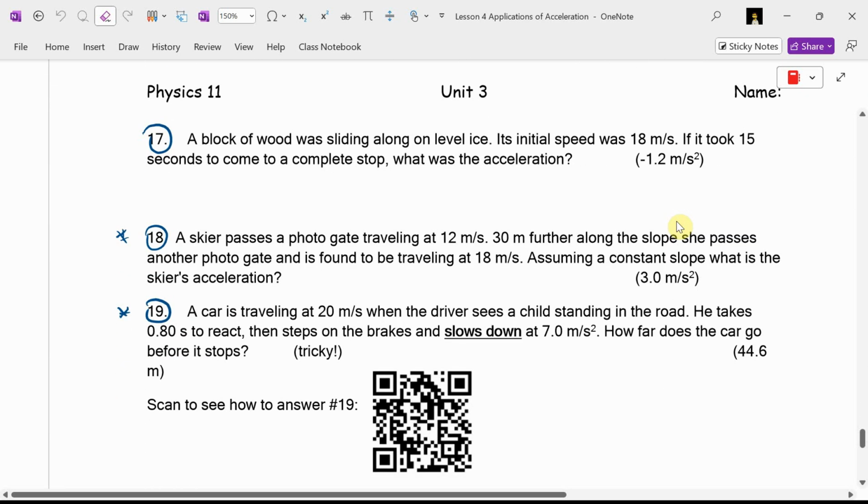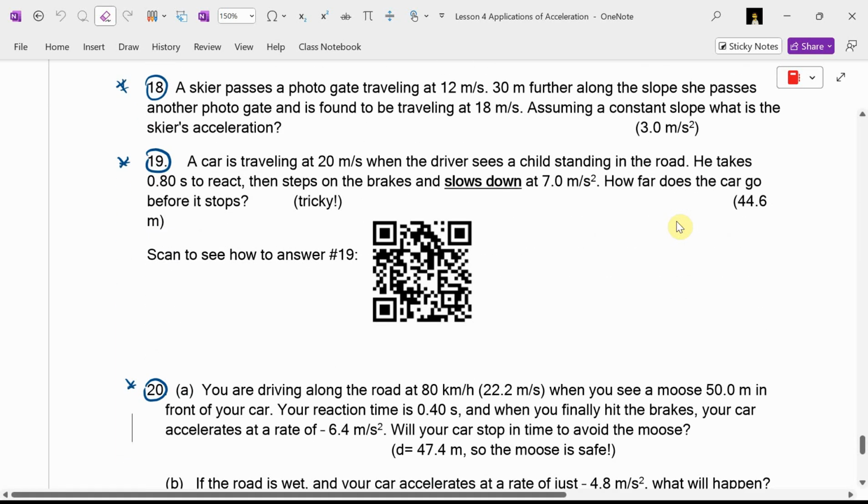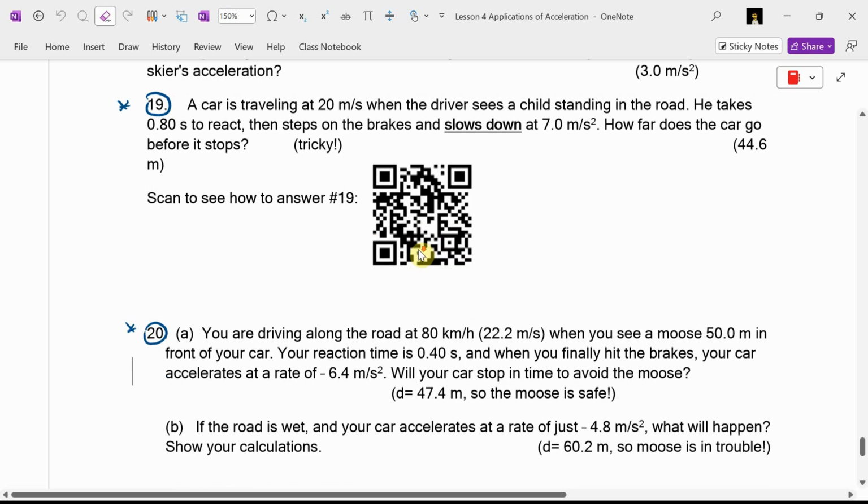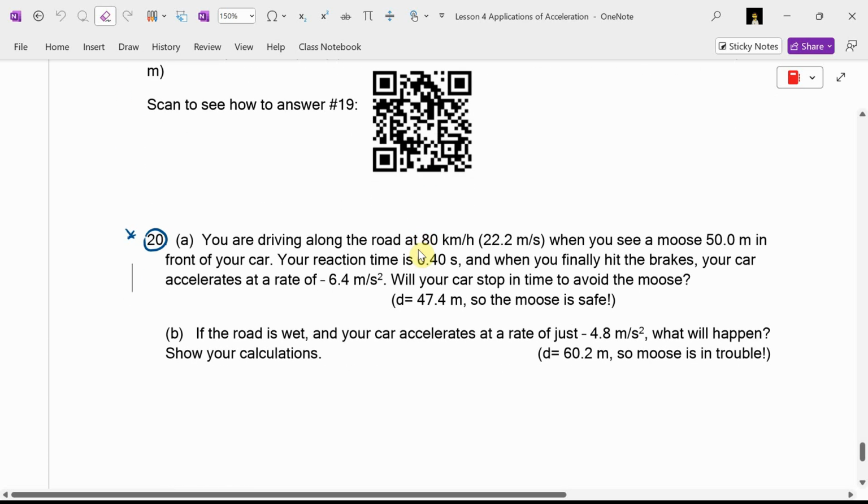Circle 17, put a star next to 18. I haven't done one like that with you. Put a star next to 19. Not only haven't I done one like that with you, that one's tricky enough that I've made a QR code that will take you to a YouTube solution where I walk you through number 19. Number 20, put a star next to, although it's a clone of number 19. If you figure out number 19, then you'll figure out number 20.